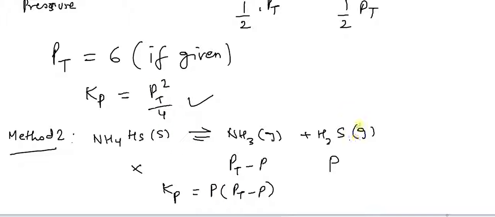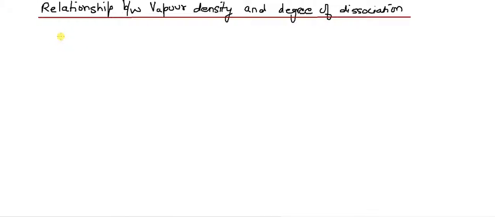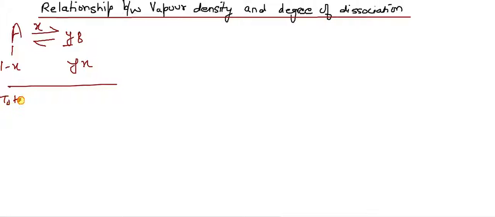There is one more thing that I'll be telling you here. Now we have the relationship between vapor density and degree of dissociation. I'll take an example here: A goes to yB. If x is the number of moles which is dissociated, this is yx, and 1 minus x. Initially it was 1 only. Now total moles will be the addition of the two, 1 plus x into y minus 1. If you add up both of them, you'll get this one.